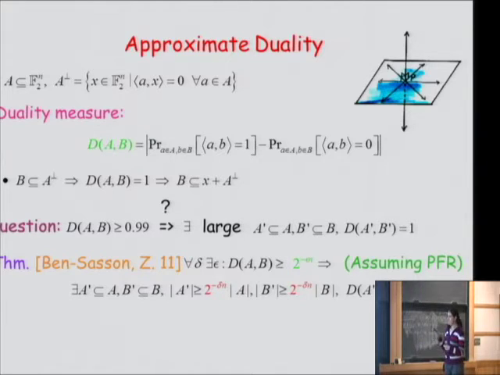This theorem says that, assuming the polynomial Freiman-Ruzsa conjecture, the same thing is true when replacing 1 minus epsilon with 2 to the minus epsilon n, which is quite small. This goes very fast to 0 as n goes to infinity. So here there exists an epsilon that will be very close to 0, right?